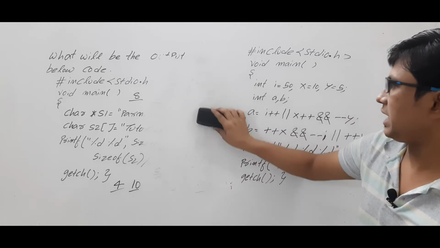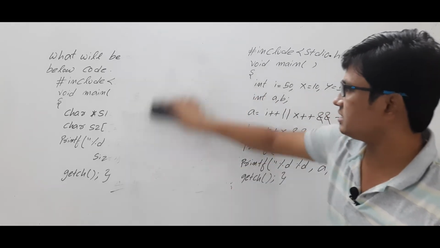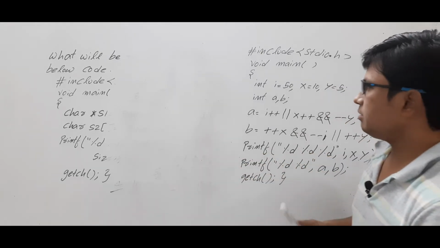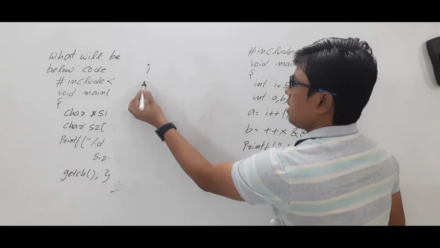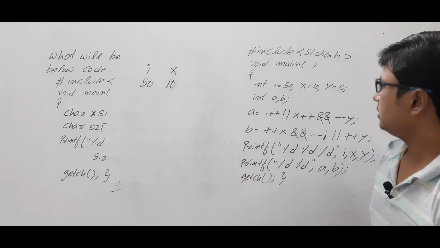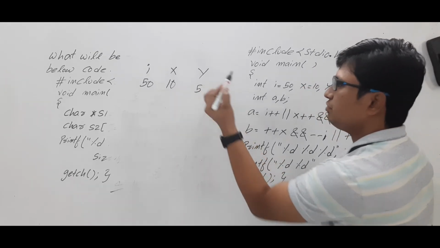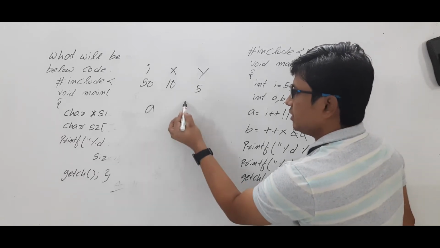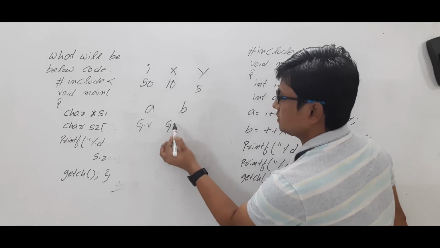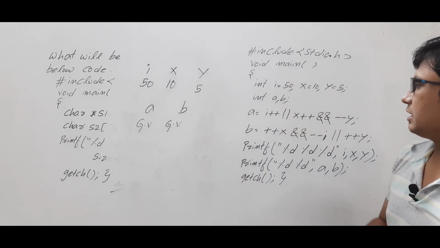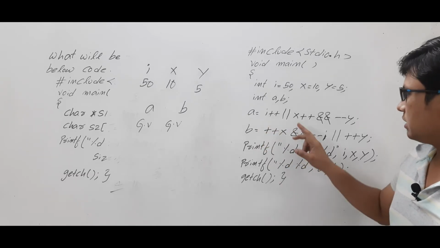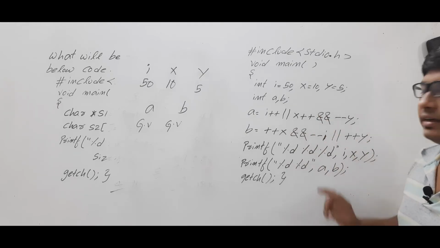As I need to explain, I need some space, so let me erase this content. Now look here, the variable I has the value 50, the variable x has the value 10, the variable y has the value 5. The variables a and b are not initialized with any values, right now they will have garbage values. Now look here, a is equal to I plus plus logical or x plus plus logical and minus minus y.